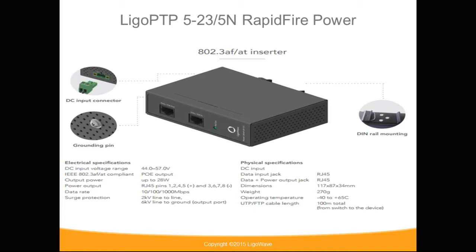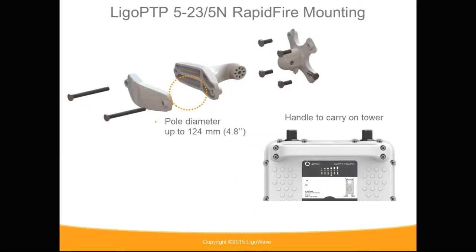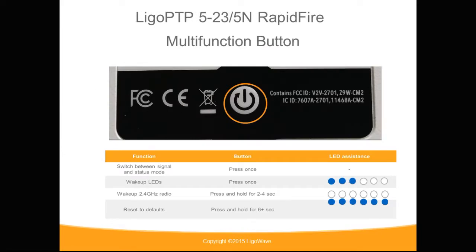Included is a sturdy metal bracket that fits up to 124 mm diameter for a wide pole. Also, a removable handle is included for easy carry up a tower. On the outside of the device, there's a multifunction button that allows for checking the signal level, waking up the 2.4 management radio, as well as resetting to defaults.